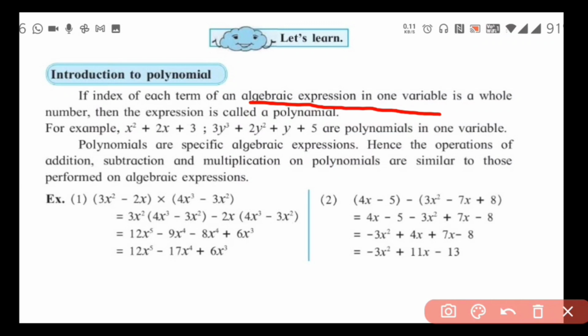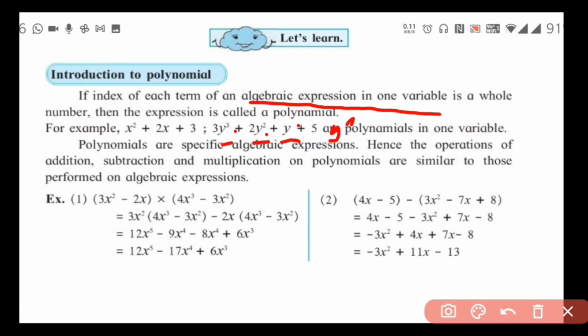Now similarly in the second sum also we can see 3y cube, 2y square, then y raised to 1, nothing is there means 1 is there, and plus 5, that means no variable is there, that means y raised to 0 is there. So here the index is 3, here the index is 2, in the third term index is 1, and in the fourth term index is 0. In this way index is decreasing, but we can see only one variable in all the 4 terms.